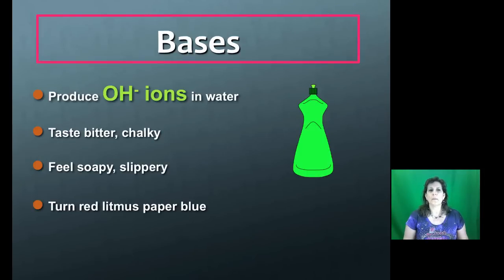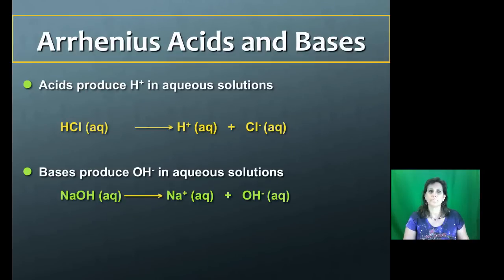What about bases? The important thing on this slide again is what bases produce in water, and they produce hydroxide ions, OH minus ions in water. If you have a basic solution, there's going to be OH minus floating around in the water. They also taste bitter, chalky, they can feel soapy, kind of slippery. If you've ever touched bleach, bleach feels slippery, and they can turn red litmus paper blue. But again, the important thing is they produce hydroxide ions in the water, OH minus ions, the way acids make H plus ions, and those are floating around in the water.